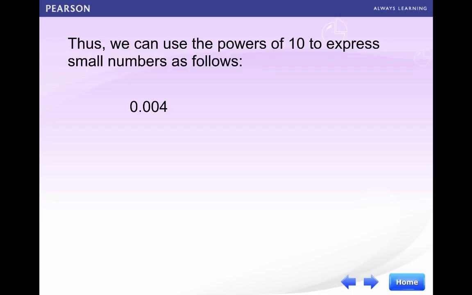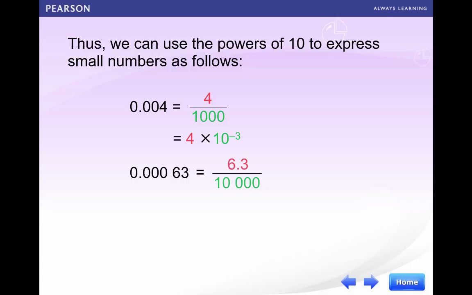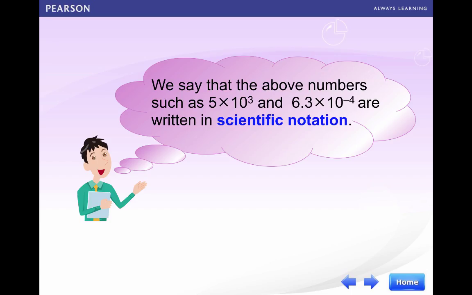0.004, we can say it is 4 over 1,000. And then we change over 1,000 into times 10 to the power negative 3. So it's actually 4 times 10 to the power negative 3. And this number, 0.00063, we can think of it as 6.3 over 10,000. And it means 6.3 times 10 to the power negative 4. So the answer is that.